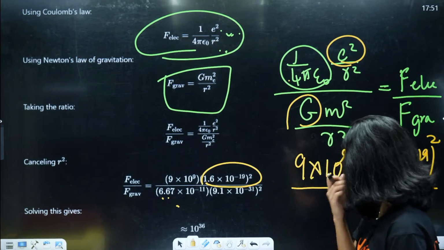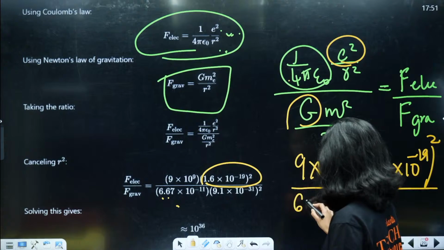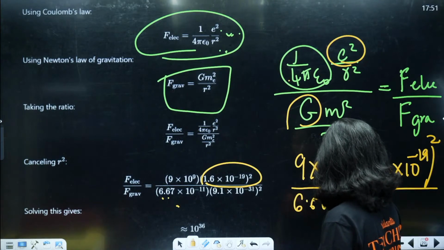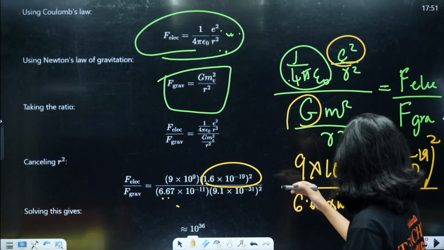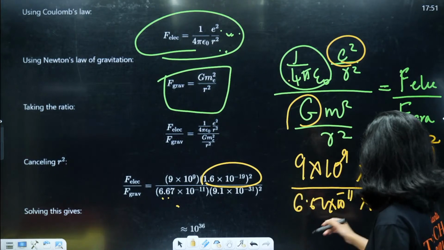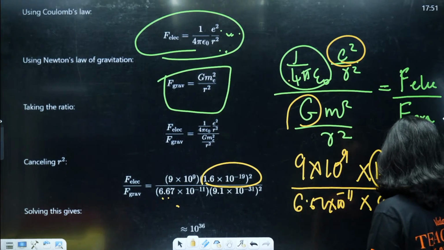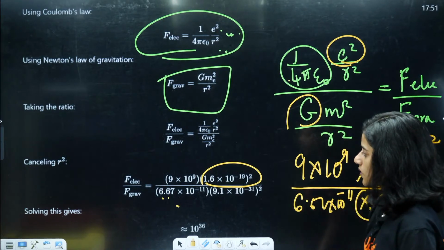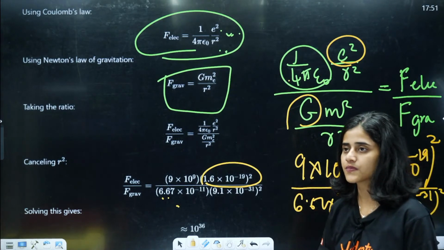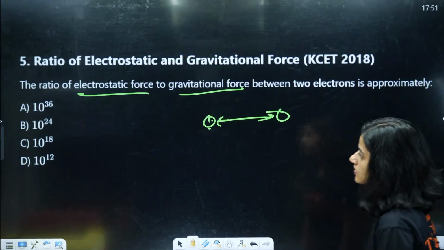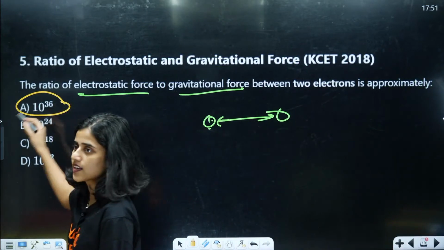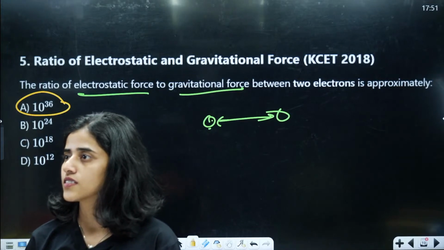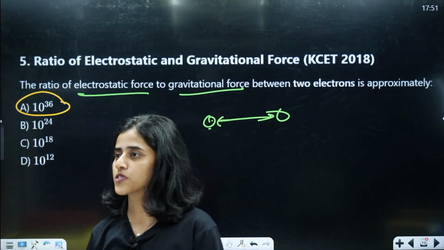Okay, and then you just do 6.67 into 10 raised to minus 11 into, again, mass of the charge would be 9 into 10 raised to minus 31 square. When you do the math, you get the answer. Have you all gotten option A? Yes, Kashif, it's option A.